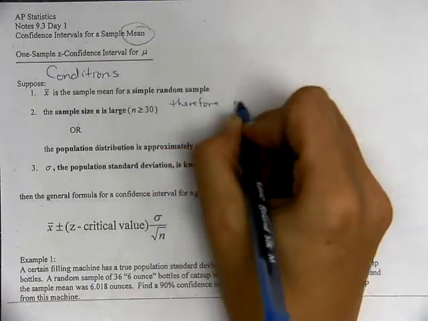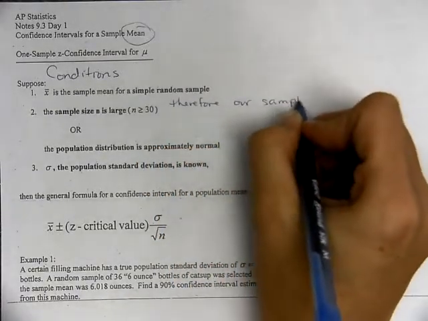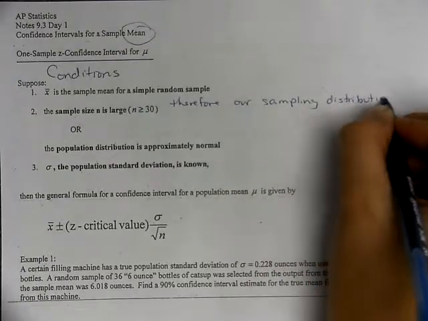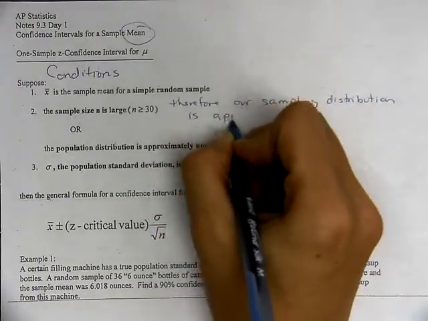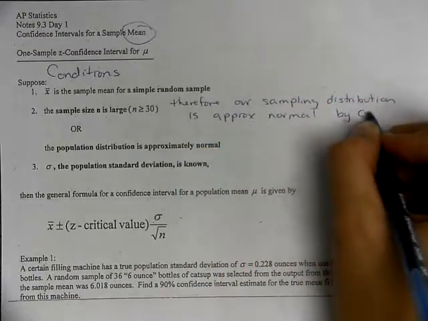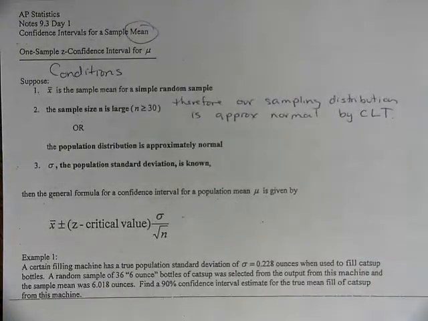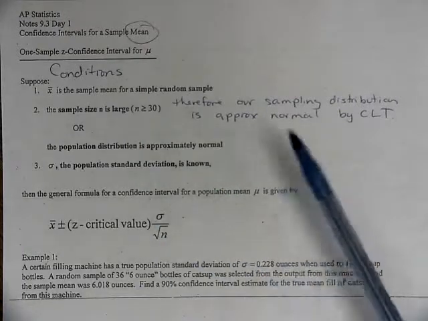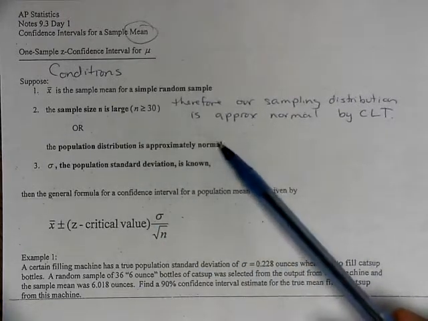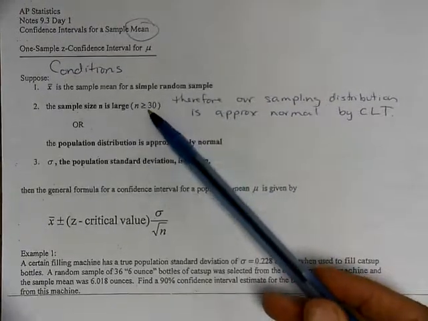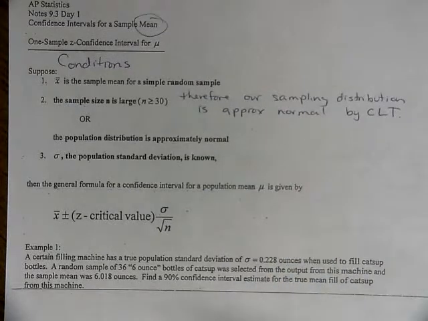So then we could say, therefore, our sampling distribution is approximately normal by the central limit theorem. Or sometimes they'll just tell you the population distribution is already normal, like an SAT score, weight, height. This is different than a proportion. A proportion doesn't have this. It has to do the central limit theorem only. So that is one slight difference with a mean.